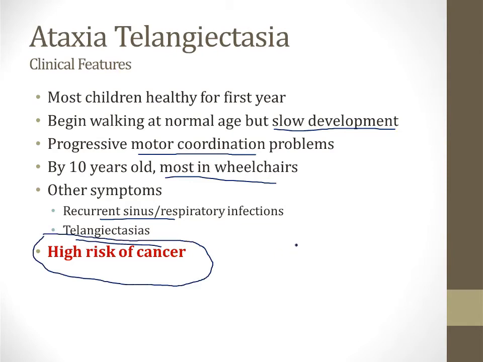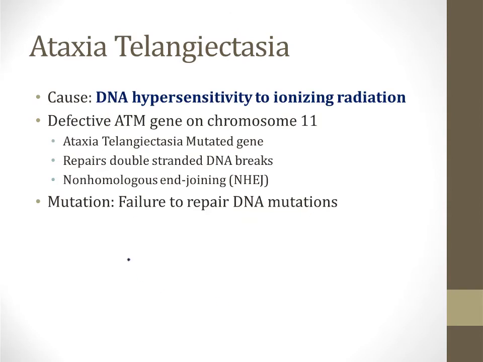It's likely that they will ask you what may happen to these children over time, and they want you to be aware that the risk of malignancy is what may ultimately take their life. The cause of ataxia telangiectasia is DNA that is hypersensitive to ionizing radiation. We are all exposed to ionizing radiation at a low level constantly, and our DNA needs to be able to repair itself. Children who have ataxia telangiectasia are unable to do this.